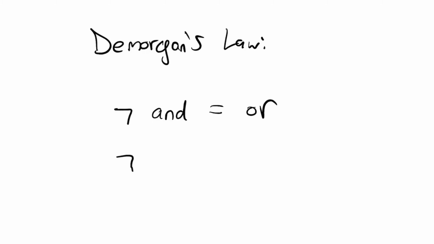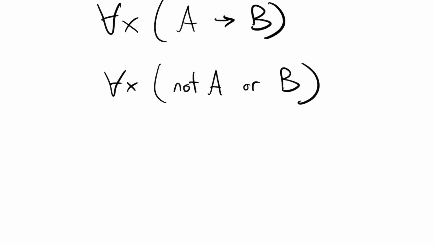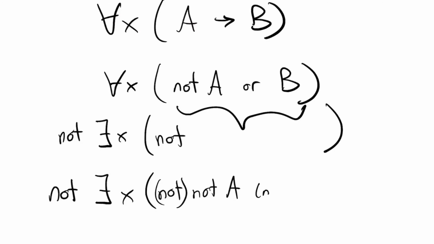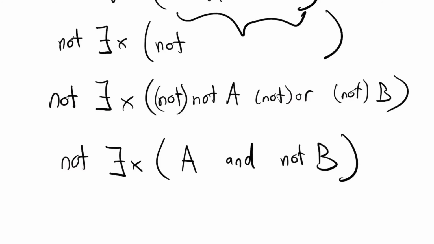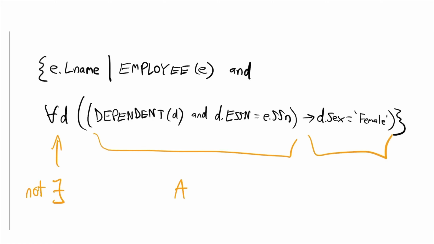And finally, we need to keep in mind De Morgan's law. The negation of an and is or, and the negation of or is and. We can combine these concepts to transform our universal quantifier statement into an equivalent form that involves an existential quantifier and some negations. So our universal quantifier becomes not exists, and our conditional, the left side stays the same, and the right side becomes and not that right side.